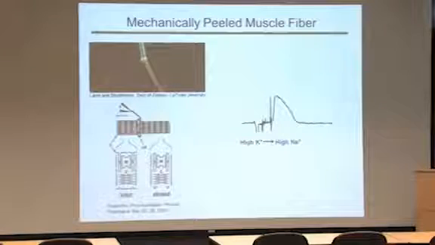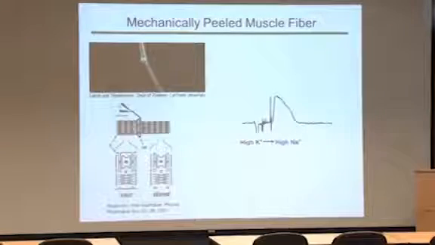So here's a muscle fiber. You just grab a piece of the membrane with forceps and peel it down. The membrane peels off like you're rolling down a sock. And what happens is as you tear the membrane here, here's the surface membrane, here's the transverse tubule, and here's the SR.